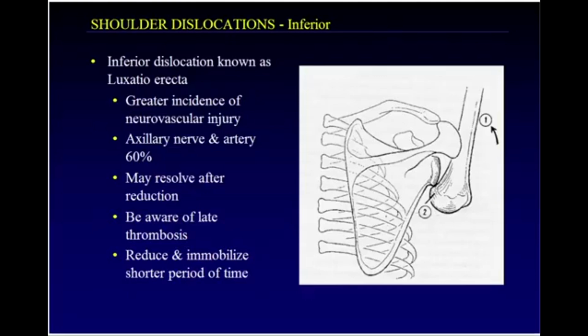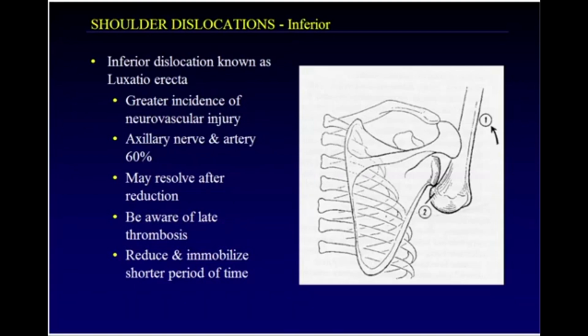This is luxatio erecta. It's pretty rare, but it's important to recognize because it has a very high incidence of neurovascular injury. Both the axillary nerve and the artery can be disrupted in as close to 2/3 of these patients. The axillary nerve and artery injury can resolve after reduction.